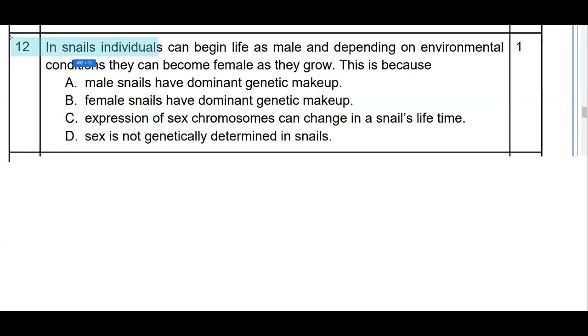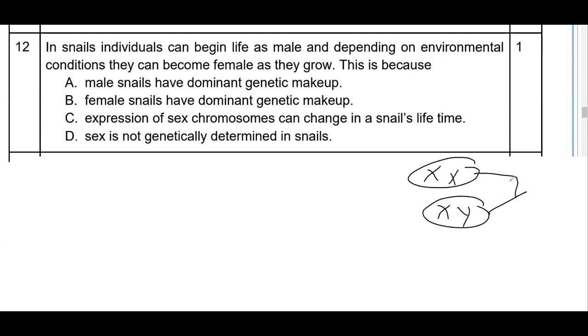Question number 12 says that in snails, individuals can begin life as male depending upon the environmental condition and can become female as they grow. This is because, you should know, in some animals it is not the XX or XY chromosomes that we have studied that determine the sex of the organism or progeny. In some organisms, including snails, it is the environmental conditions that determine it. So here it is not genetically determined.